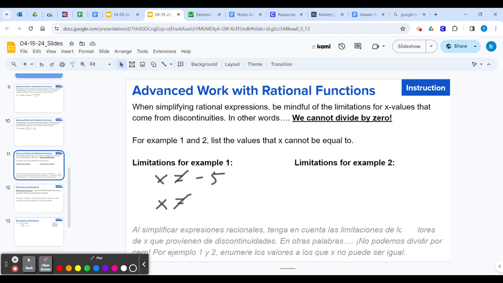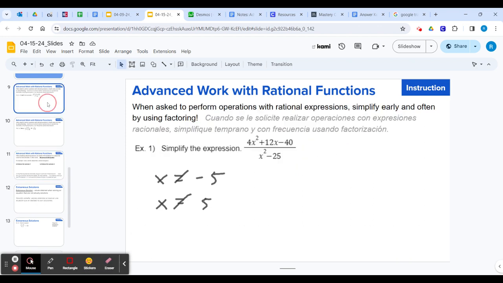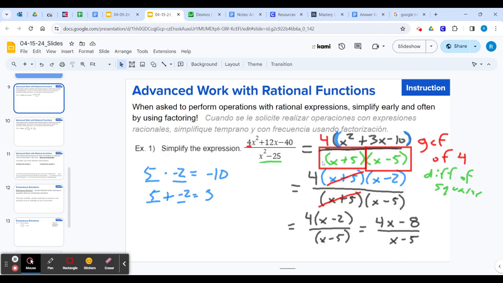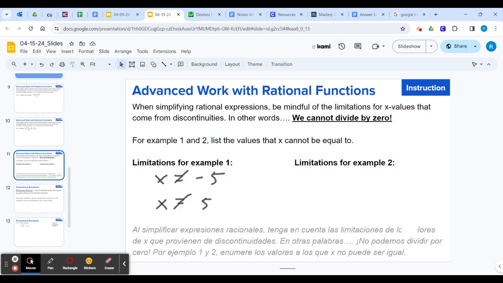X also cannot be +5. Let's just go back, check that one more time, make sure we have that right. Yep, those are my only things that are on the bottom there. So those are the values that x cannot be.